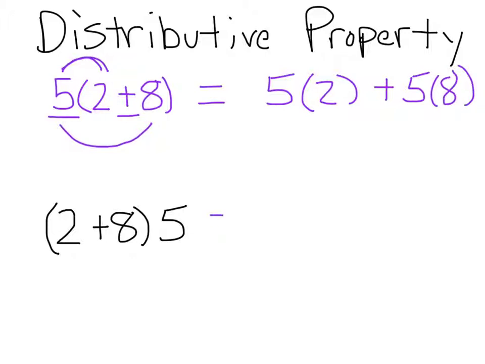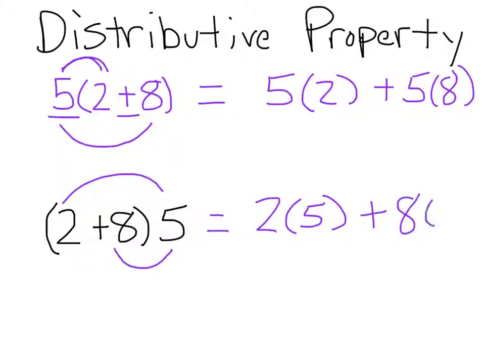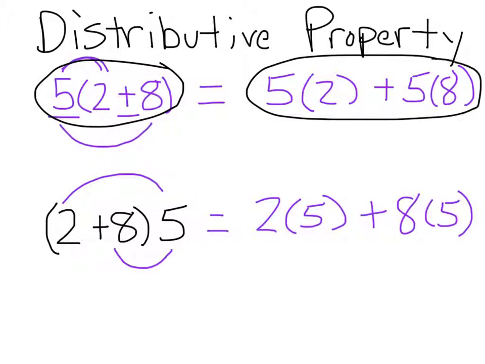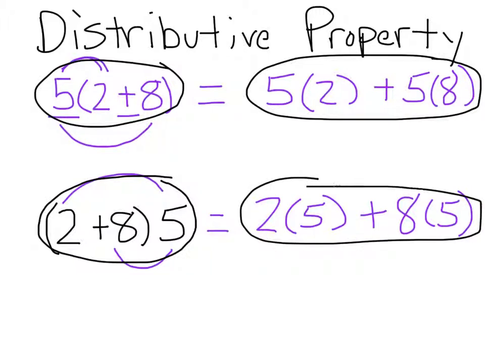Alright, the distributive property works also if I have the two numbers grouped in parentheses out front. So I'm going to do 2 times 5 plus, now I'm going to distribute the second one, plus 8 times 5. Now if I multiplied this side out and did this side, I'd get the same answer. If I use the order of operations over here, I would get the same answers if I use the order of operations over here.